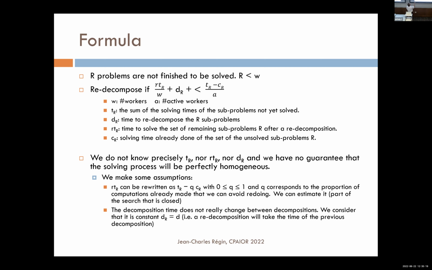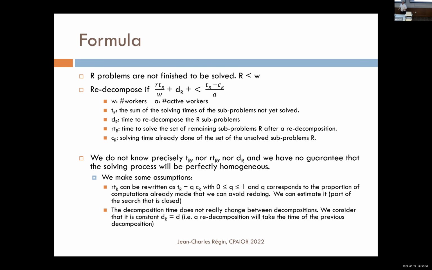So what you have here is the remaining time to solve the remaining problem after a decomposition, if you redecompose. But if you redecompose, you have new problems to solve. And this is the time to solve the part of that problem. And if everything is perfect, you can divide it by W. You have W, it will be perfect. This is the time to redecompose your R subproblems. And here, this is the time for solving the R subproblems minus the time you have already spent. So the time which we expect to spend if you don't recompose is this time. Okay, this is a nice formula.